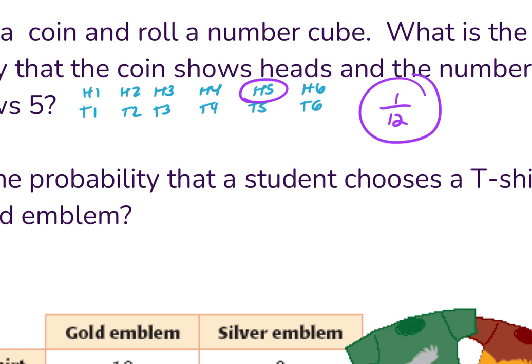Why 12? Because it was two things. It was flipping a coin and rolling a die. So the outcomes are you can flip and land on heads with a 1, with a 2, with a 3, with a 4, with a 5, or with a 6. Or you could flip and land on tails and get a 1, a 2, a 3, a 4, a 5, a 6. So there were 12 outcomes.